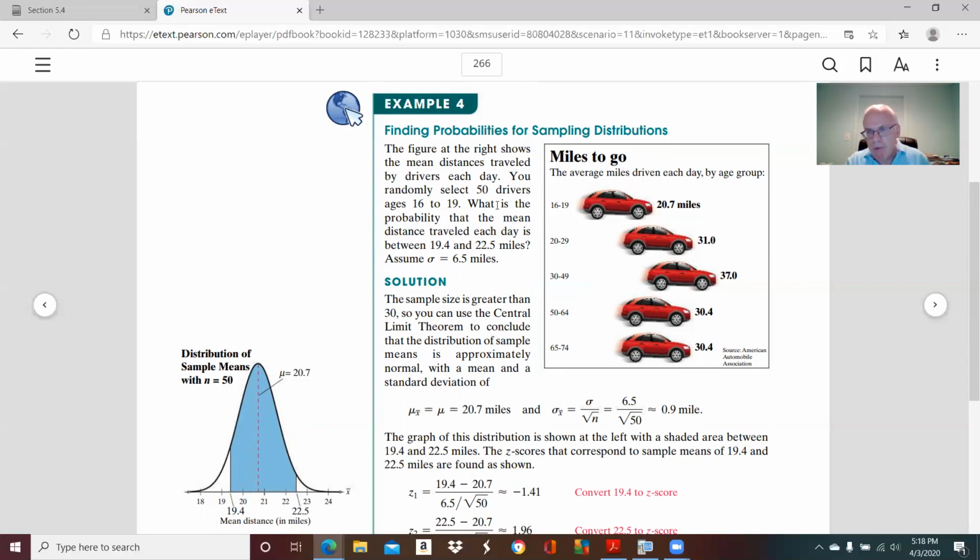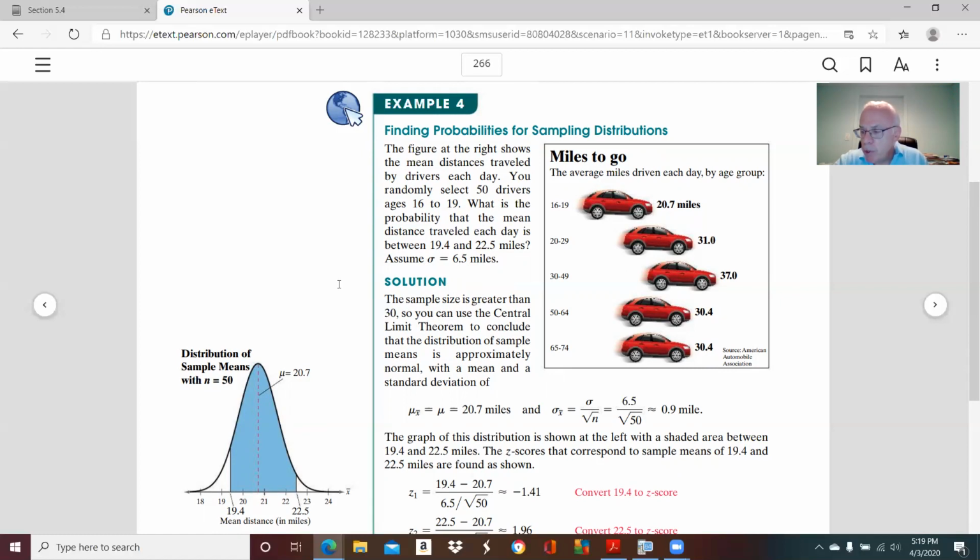You haven't measured their mean, the miles that they drove that day or traveled that day. We're going to ask what's the probability that when we do measure it, it's somewhere between 19.4 and 22.5 miles. That's the mean, not one person, the mean of 50 drivers. Okay, that's what we're asking. Assuming the population standard deviation is 6.5 miles.